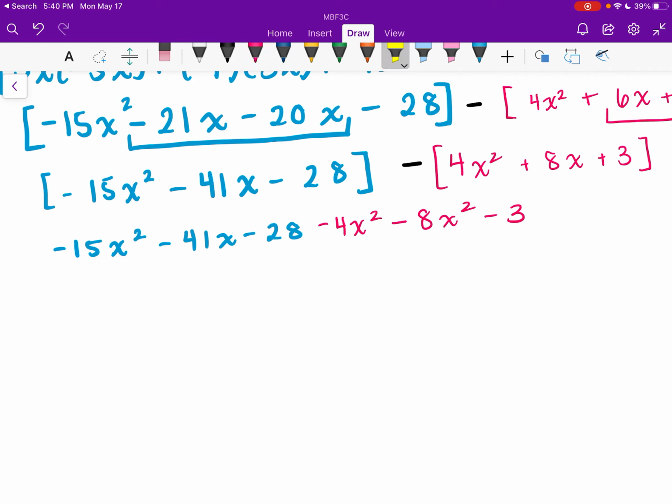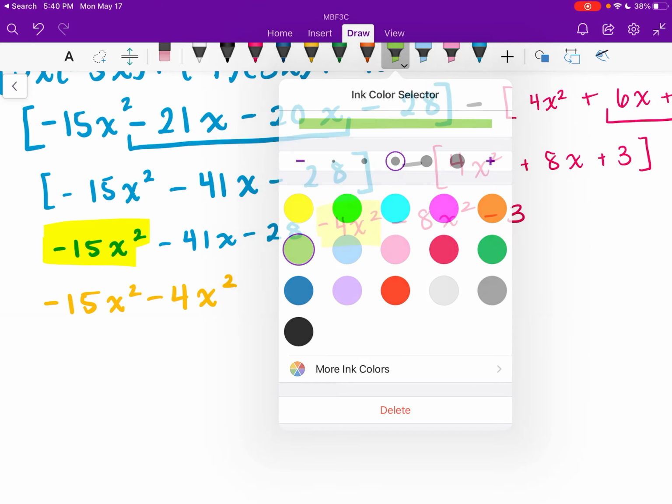And now I'm going to go back and look for like terms. So I'm looking at x squared. I'm going to look at my formula and see if I can find another x squared. Yep, I can. So I'm going to group those two together. So I'm going to do -15x squared minus 4x squared. And you can just skip this step if you would like to just do it all together. That's fine too.